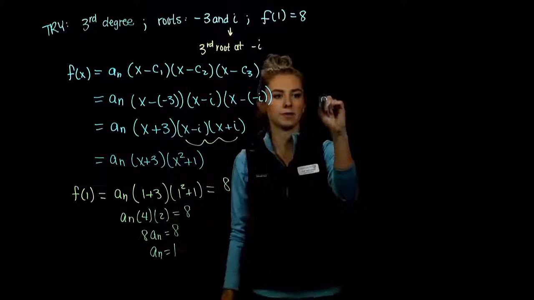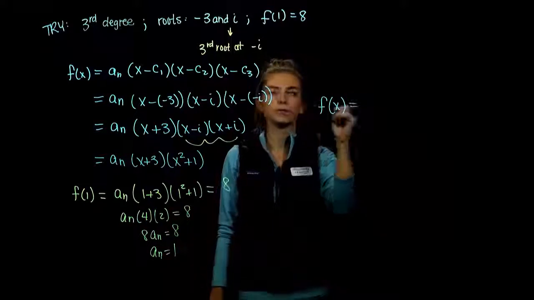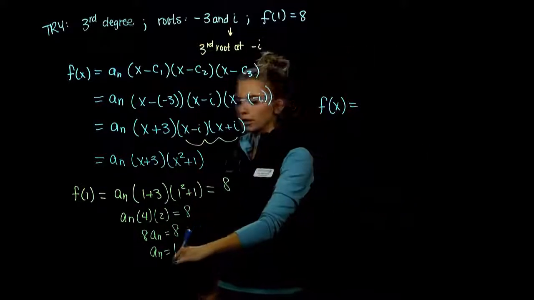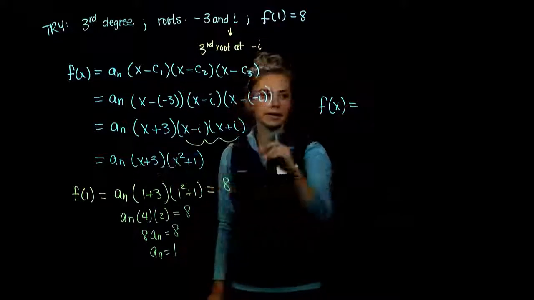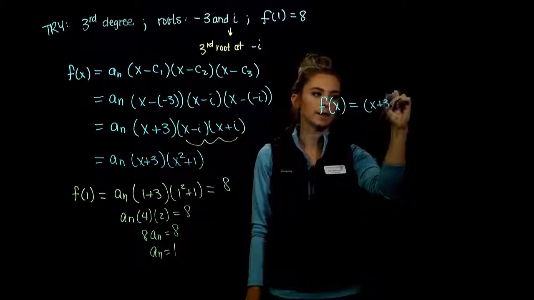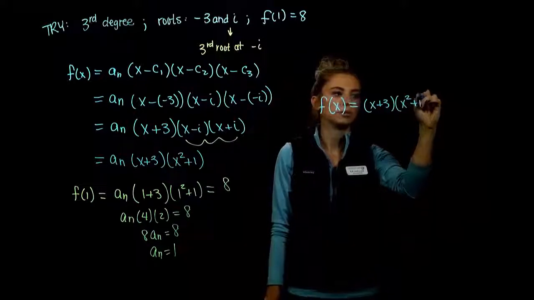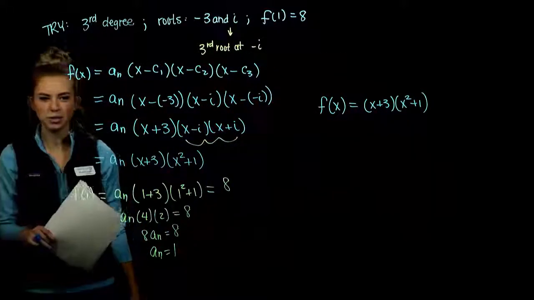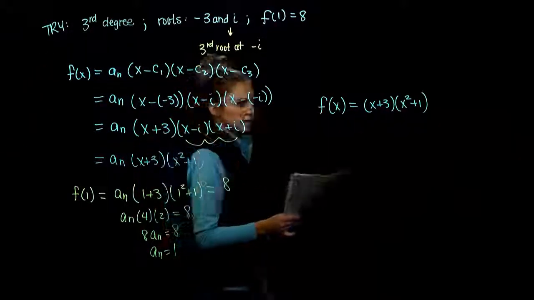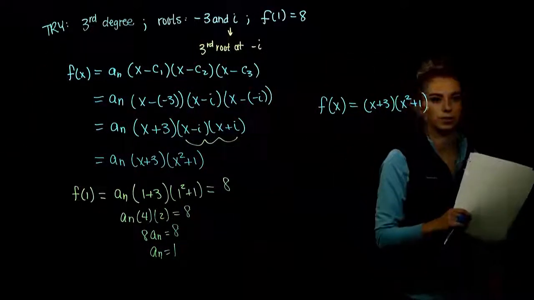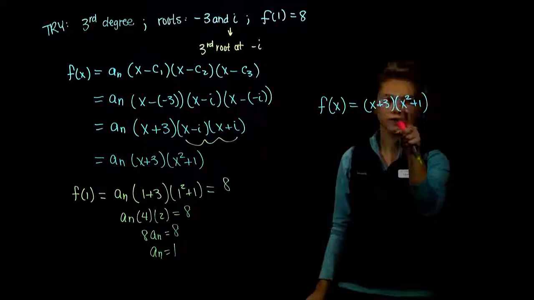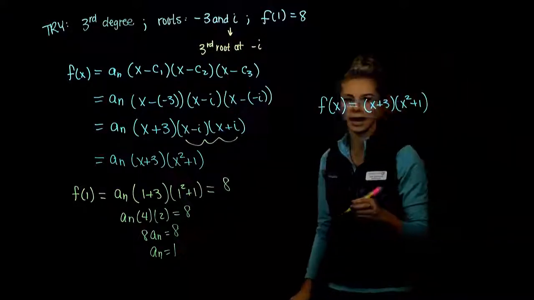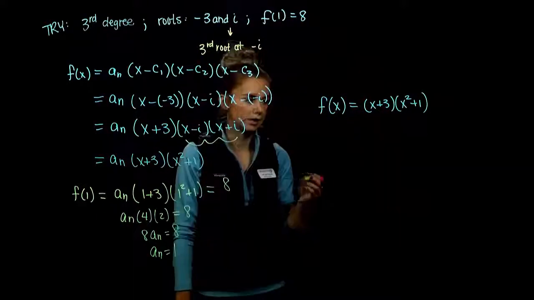So what is our function? Degree 3 going through those three roots and that point. What's it looking like? 1 out on the front, so we won't write it. And we've got x plus 3, that factor, and x squared plus 1. Okay. How can we check to make sure that this is actually degree 3? Because right now I've got degree 2 and degree 1 that's involved. We can FOIL it, though, and make sure that the highest power coming out is degree 3.